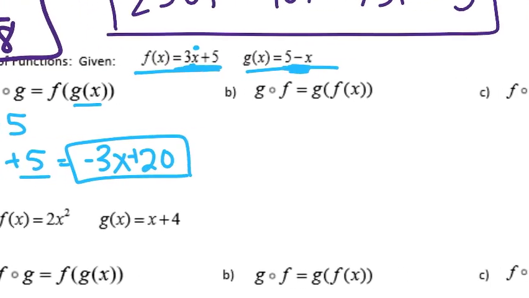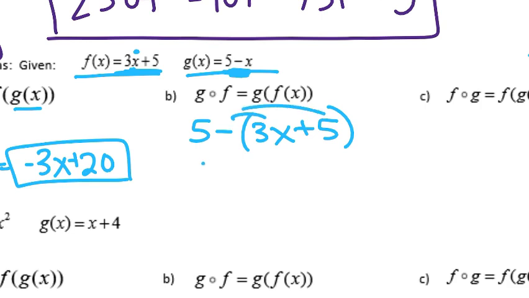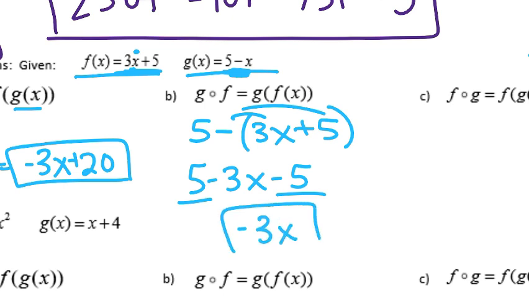Okay, then we do the opposite, the g of f of x. So for every x I see, I'm going to plug in the f of x, which is 3x minus 5. So 5 minus 3x plus 5. So make sure you change your signs. So it's 5 minus 3x minus 5. 5 minus 5 is 0, so this is just negative 3x.